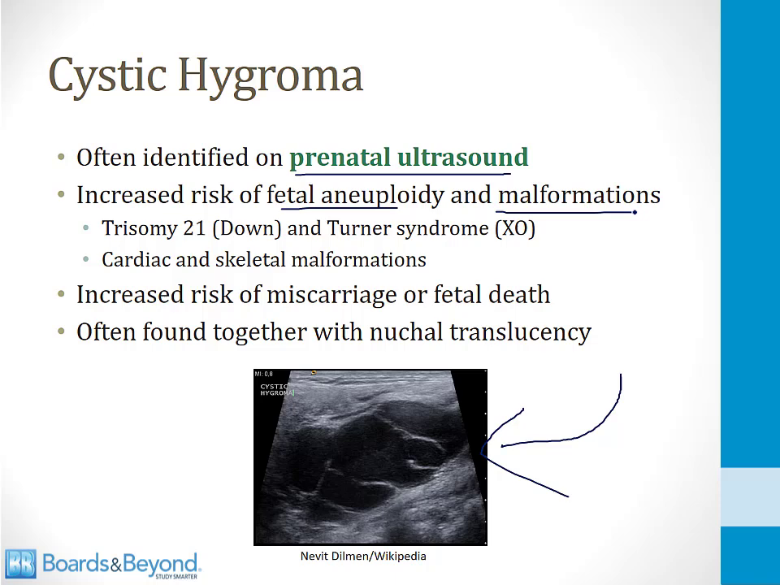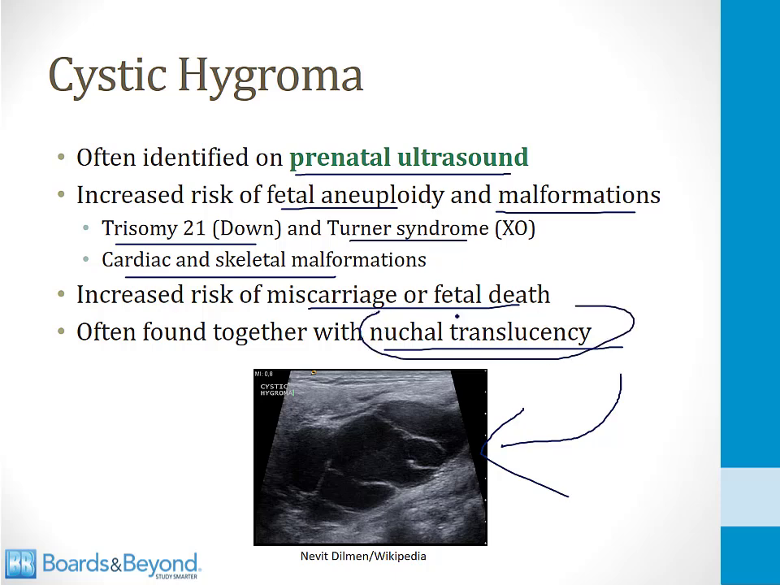So many babies that have a cystic hygroma have trisomy 21, which is Down syndrome, or Turner syndrome. In addition, many babies who have a cystic hygroma have cardiac or skeletal malformations. There's also an increased risk of miscarriage or fetal death. So if you find a cystic hygroma on ultrasound, that is a high-risk pregnancy. And cystic hygromas are often found together with nuchal translucency, which, as you may know if you've watched our genetics videos, is an indication of possible Down syndrome.